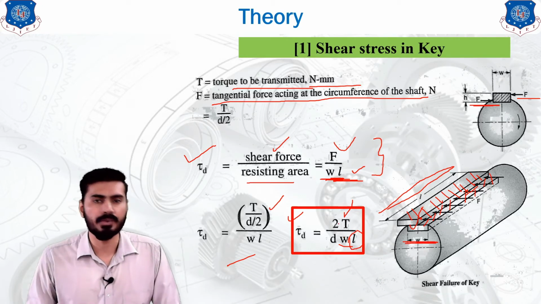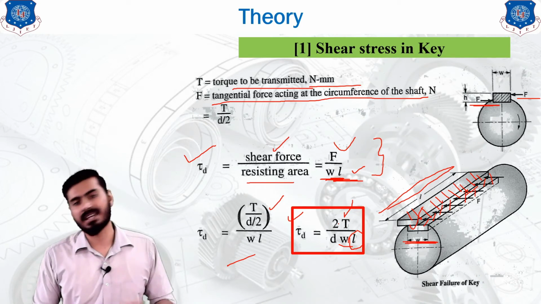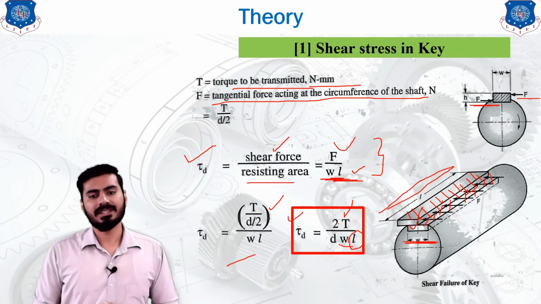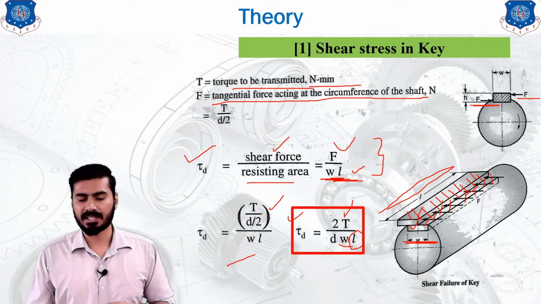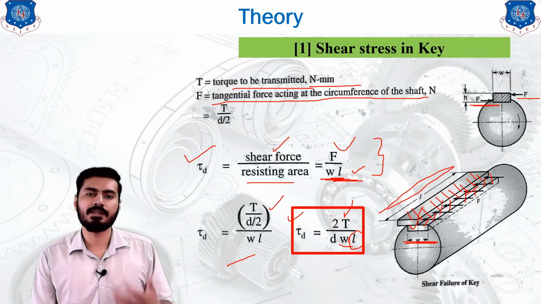If any one value is unknown and the other is given, then you can utilize this equation to find the rest of the values, or find the rest of the dimensions of the key. So this was the basic equation of the key design under shearing.